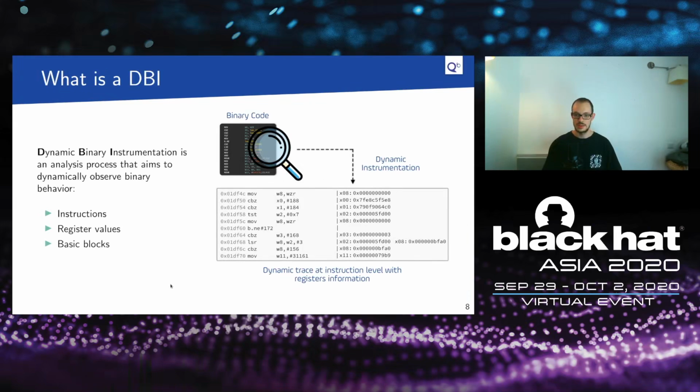A DBI is a way to analyze a program dynamically at different levels. You can analyze the program at instruction level. For instance, you can access all the instructions that are executed for one execution path. You can also access register values. You may also access the basic blocks that are executed. So you have different levels of analysis over the program.